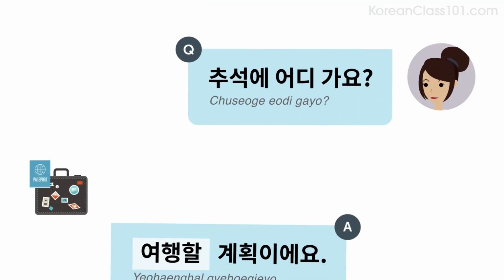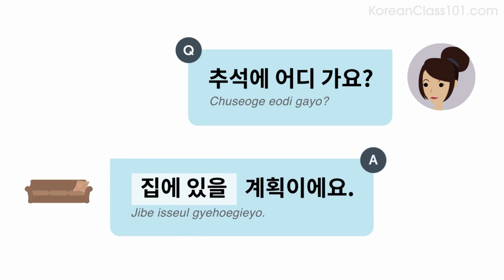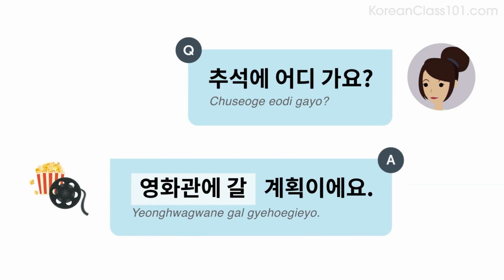Let's look at some examples. Listen and repeat or speak along with the native speakers. 추석에 어디 가요? 여행할 계획이에요. 추석에 어디 가요? 집에 있을 계획이에요. 추석에 어디 가요? 영화관에 갈 계획이에요.